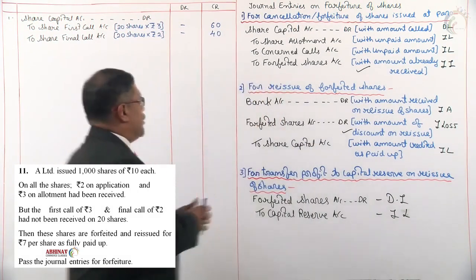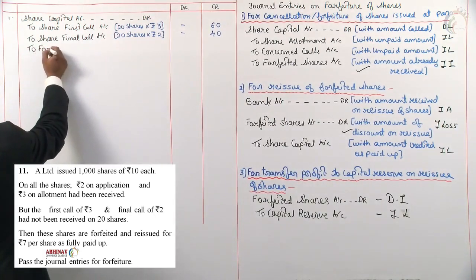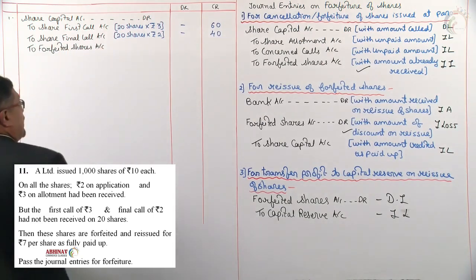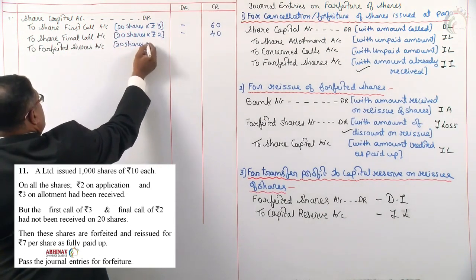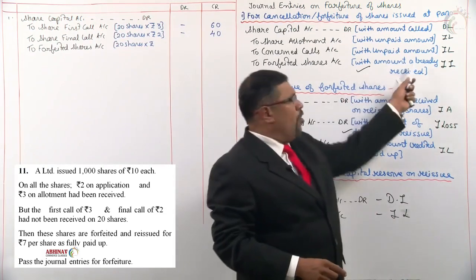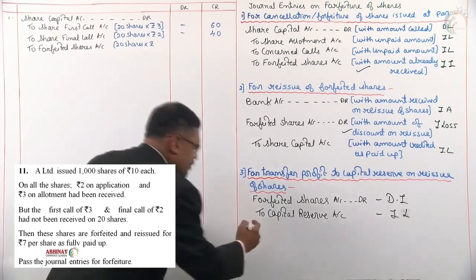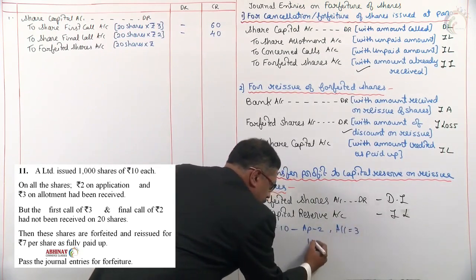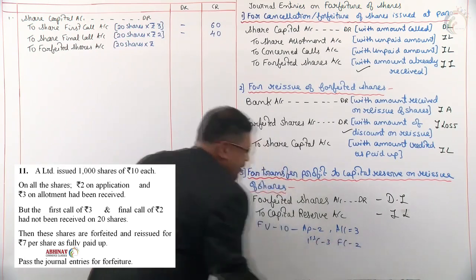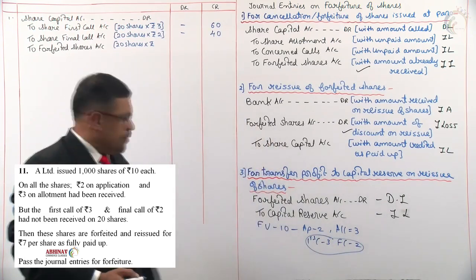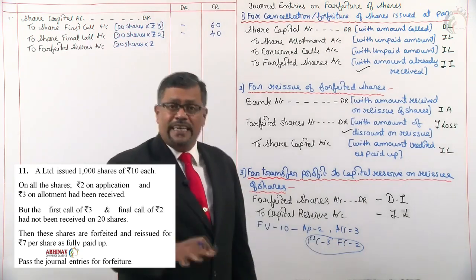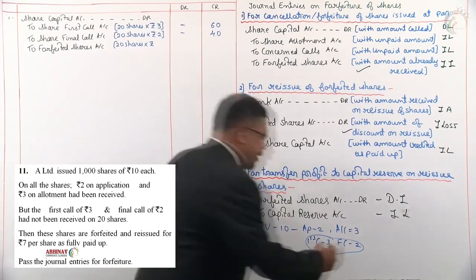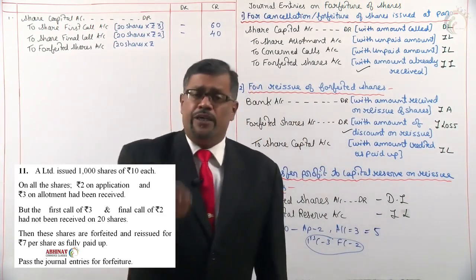Now, to what? To forfeited shares account. We are cancelling 20 shares. 20 shares into rupees what? With the amount already received. Face value is 10. Of that, application is 2 and allotment is 3. First call is 3. Final call is 2. This is unpaid. How much is unpaid? 3 and 2. Of that 10, unpaid is 5. So, obviously, how much is the amount already received? It is the remaining 5. That is, we have received application 2 rupees, allotment 3 rupees. Amount already received is rupees 5.